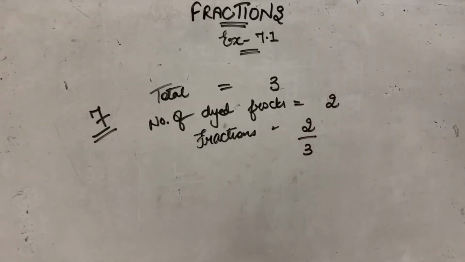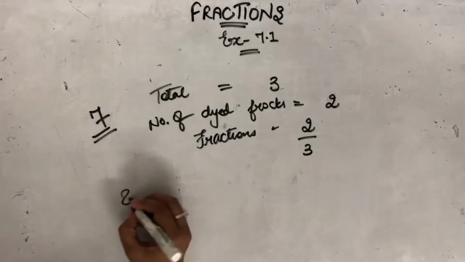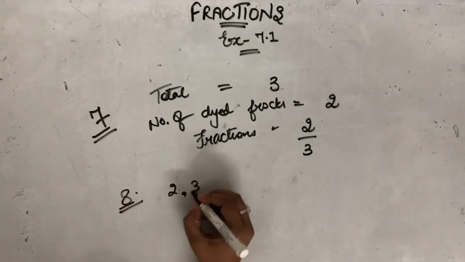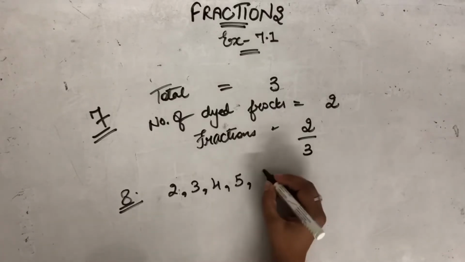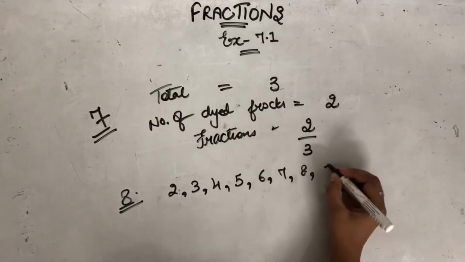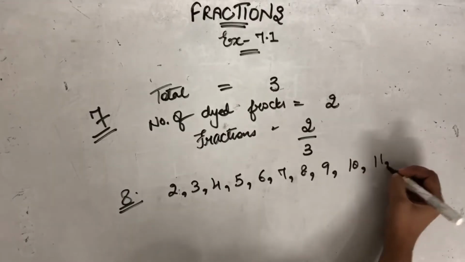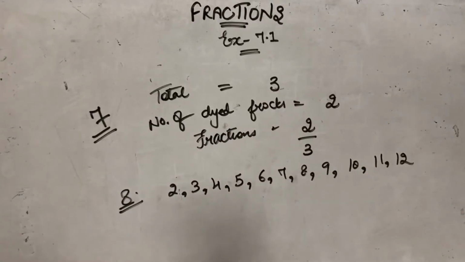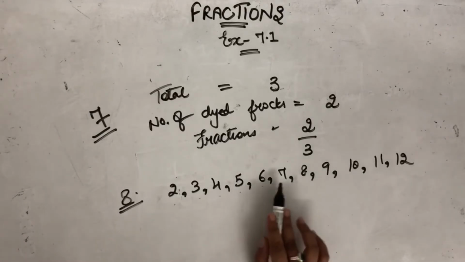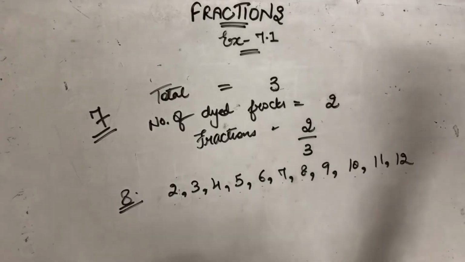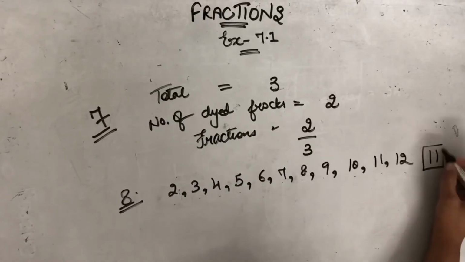8th question. Write the natural numbers from 2 to 12. What fraction of them are prime numbers? First you have to write all the natural numbers from 2 to 12. Then you have to find out the prime numbers and then tell the fraction. So natural numbers are 2, 3, 4, 5, 6, 7, 8, 9, 10, 11, 12. How many natural numbers are there? 1, 2, 3, 4, 5, 6, 7, 8, 9, 10, 11. So total 11 natural numbers are there.